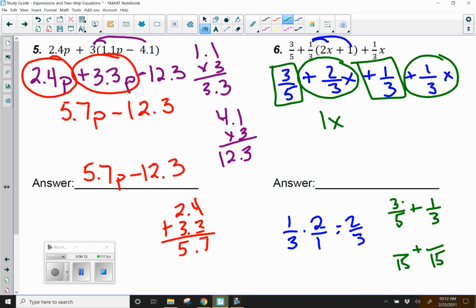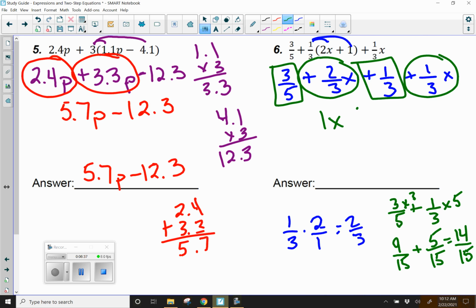To get from 5 to 15, we're multiplying by 3, which gives me 9 in our numerator. And over here, to get from 3 to 15, we're multiplying by 5, which gives me 5 in my numerator. Just fix my 9 so it looks more like a 9. And so that leaves us with 9 over 15 plus 5 over 15, which is 14 over 15.